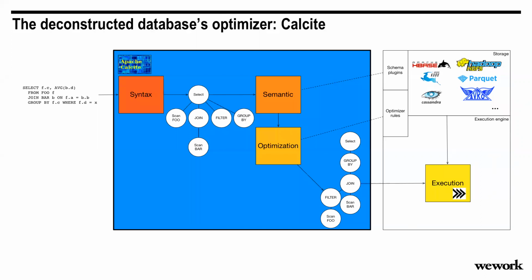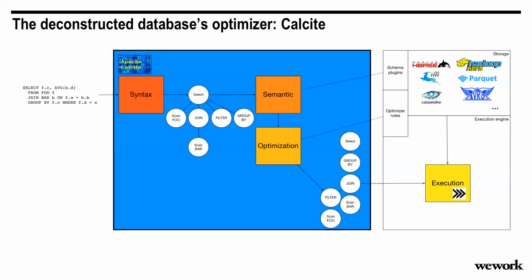And so you write plugins. One of them is going to be schema plugins. How do you provide metadata about various tables? That could be immutable data like Parquet. It could be mutable tables like HBase, Hadoop, Cassandra. And so you would have schema plugins, and then you have optimizer rule plugins for the optimizer, and some of those rules will be specific to the storage layer.